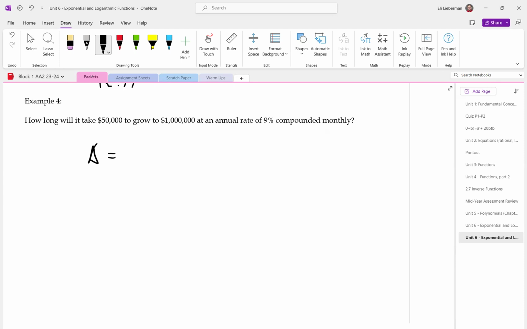Compounded monthly. To the end. Oh, A. That's it. Okay, so what does A equal? A equals P times 1 plus R over M to the N. And then, yeah. Are we good with this?